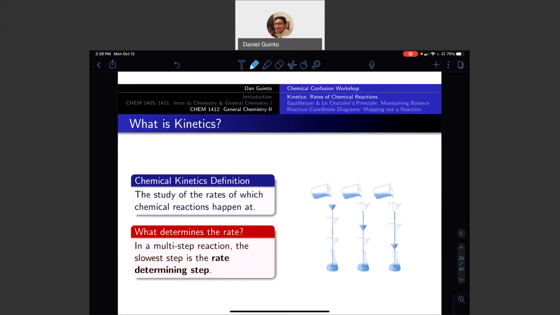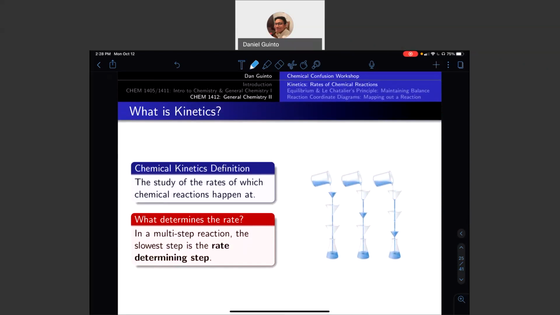The idea of kinetics is that you study the rate at which chemical reactions actually happen. In this case, we have three reactions: reaction A, reaction B, and reaction C. And this isn't necessarily a one-step reaction because you can see there are three layers to this. So this is the first step in the reaction, the second step, and the third step. We call this a multi-step reaction. And what determines the rate of a multi-step reaction is the slowest step. Remember, the slowest step in a multi-step reaction is the rate determining step.